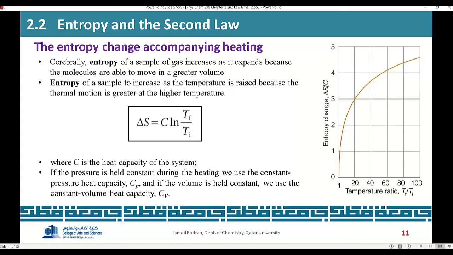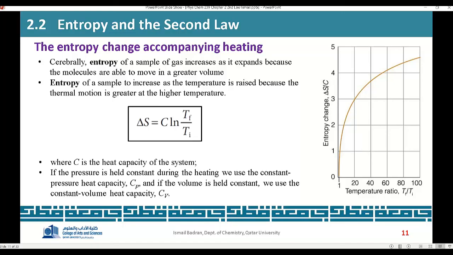In that case, it's not required to prove this equation, but you can find that delta S is equal to C, which is the heat capacity, times the ln of T final over T initial, where C is the heat capacity of the system. If you're working at constant pressure, you consider Cp, and if you are working at constant volume, you use the Cv.